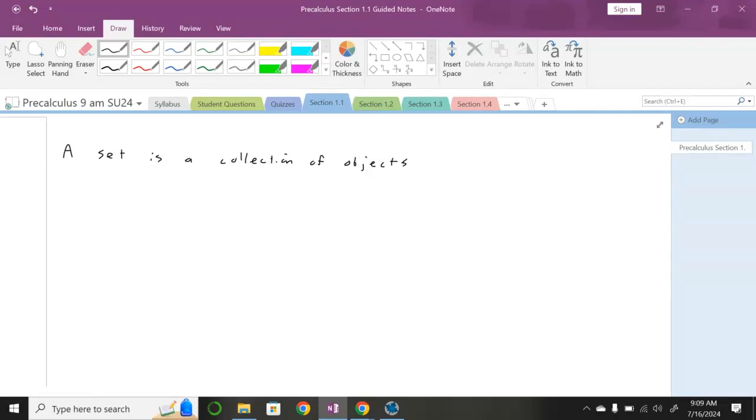Basically, we have something in the world around us and we want to represent it on paper and communicate it with each other. That's what math is. Math is the language that lets us do that. So how do we write a set?